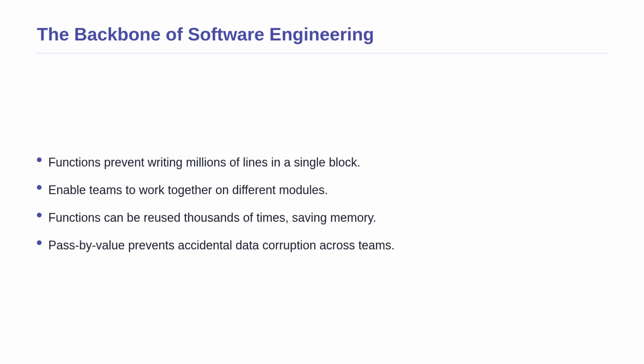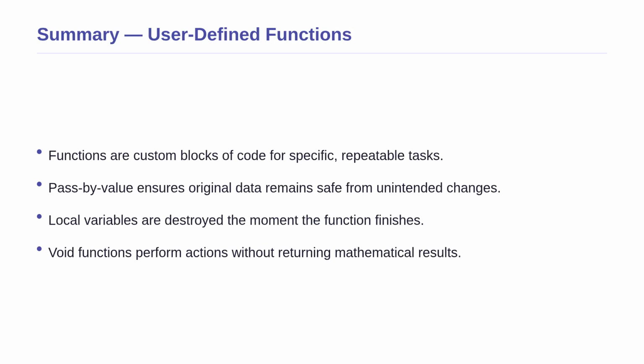In real-world applications, like a video game, one team writes the function to draw graphics, while another writes the function to calculate physics. These functions can be reused thousands of times without rewriting the code, saving enormous amounts of time and computer memory. Furthermore, concepts like pass-by-value ensure that different parts of a complex program do not accidentally corrupt each other's data. We have covered a lot of ground today, so let us summarize the key takeaways.